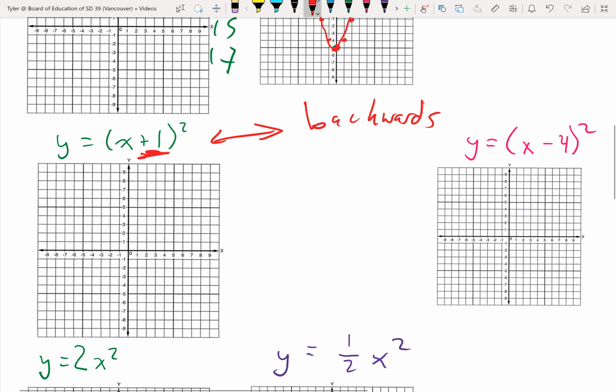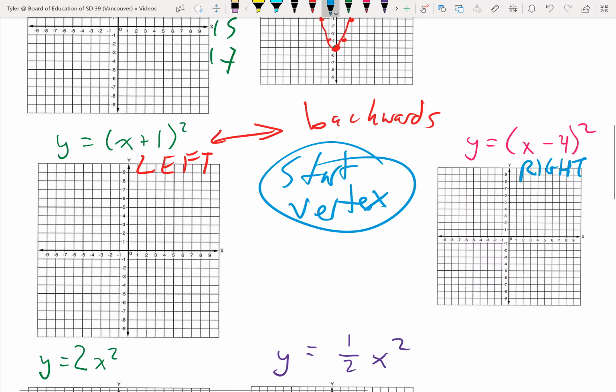Here, if it's plus a number, it's actually going to go left. And here, it's minus a number. That one's going to go right. Okay? And again, we're starting with the vertex. So let's do it, and then I'll explain why it's backwards.